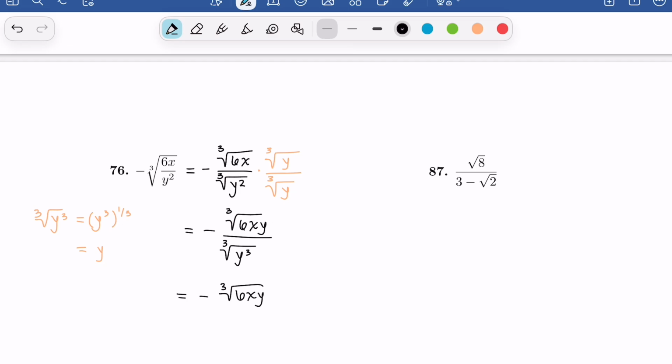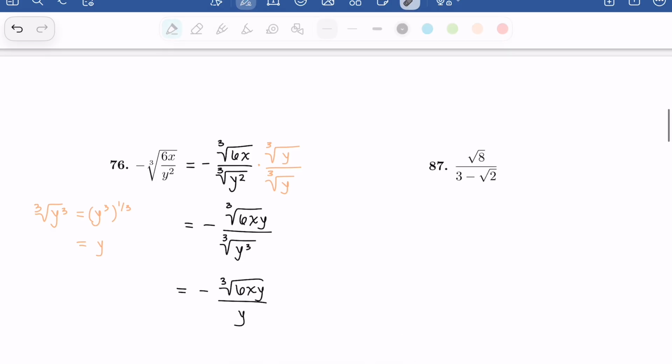Our final answer here is going to be, we still have this negative out front, and we're taking the third root of 6 times x times y all over just y. And we know this is our final answer here because we have rationalized our denominator. This is as far as we can go. This is our fully simplified radical expression. All right, let's look at one more example in this section here.